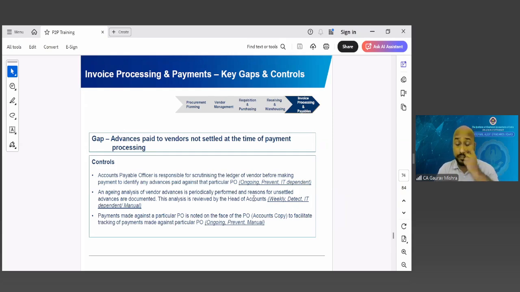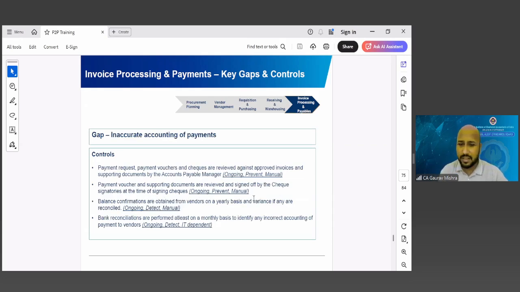And one of the again big things, whatever advance amount I have processed, that advance amount I have not adjusted along with the bill. So there's a high chance that open advances are there in the vendor ledger. And there is also no process to review the advances lying in the vendor account. So this is again one of the biggest risks.